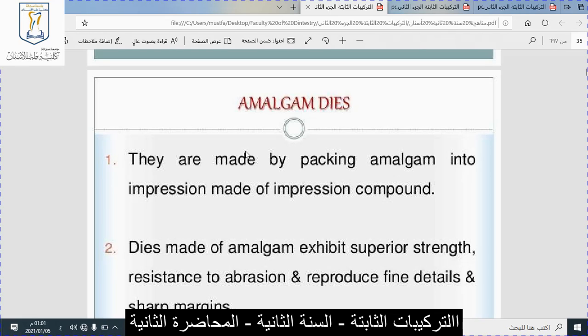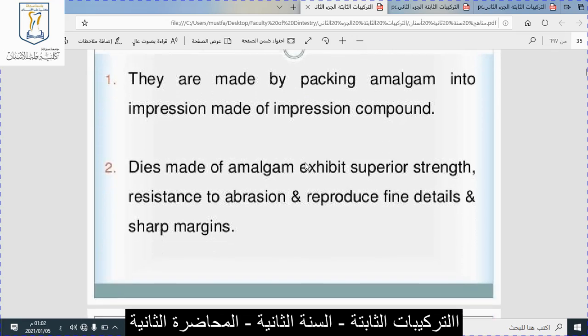Dye and modern materials. So we have to know that we are ending it about amalgam dye. Amalgam dye can be done in case of individual impression, cover band impression for a single tooth. A cover band impression can be taken by impression compound, which can easily be packed with amalgam inside that impression. So the amalgam exhibits superior strength and resistance to abrasion.